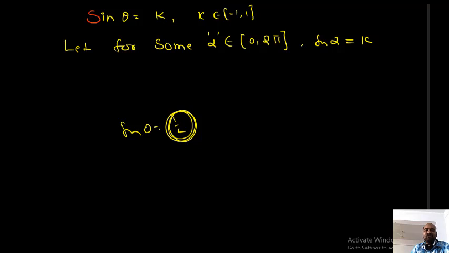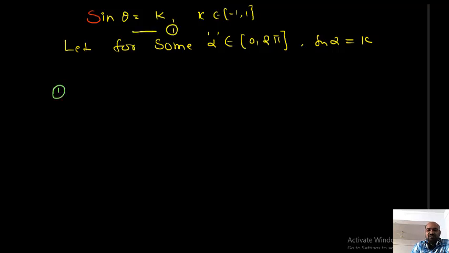So, k equal to 1 by 2 means what is the alpha here? Pi by 6, like that. It exists. Sin theta equal to k, k belongs to minus 1 to 1. Let for some alpha belongs to 0 to 2 pi, sin alpha equal to k. So this is equation 1. So, equation 1 becomes sin theta equal to sin alpha, or in other words, sin theta minus sin alpha equal to 0.